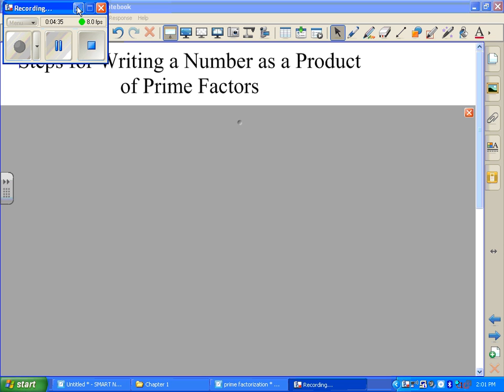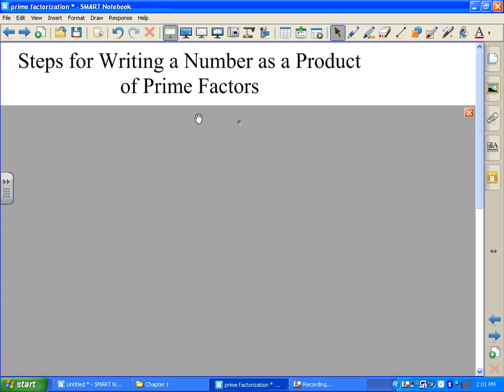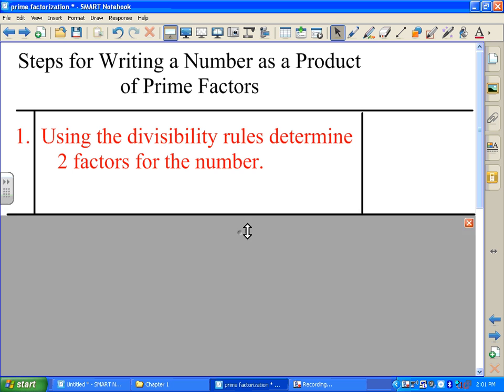All right, here we go. So now we're going to talk about the steps for writing a number as a product of prime factors. Now, the first step is you're going to use the rules of divisibility that I taught you the last couple days to determine a number's first two factors. So I'm going to put a number on the board and we are going to find this number as a product of prime factors.